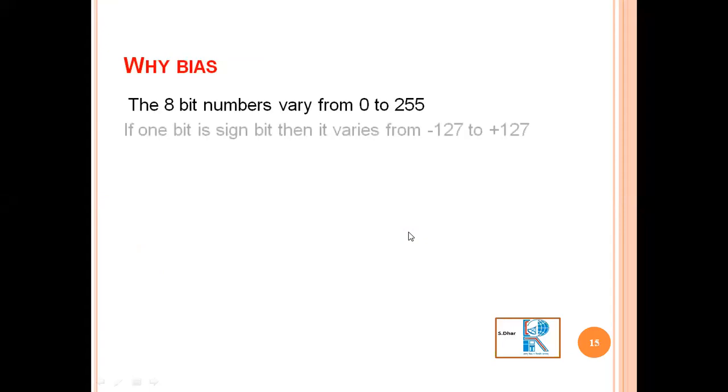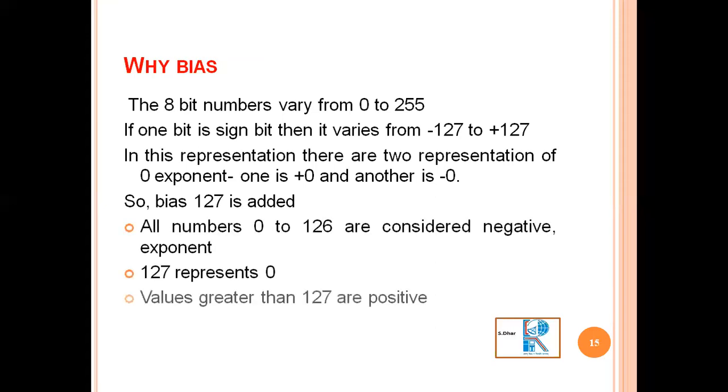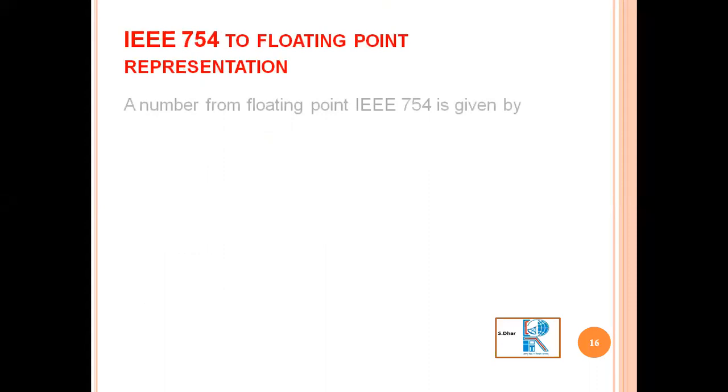Clear? Now the question is, this is for the single precision. If I use the double precision number, what will be the bias? In the double precision number, the bias will be 1023. Clear? So this is our biased floating point representation.